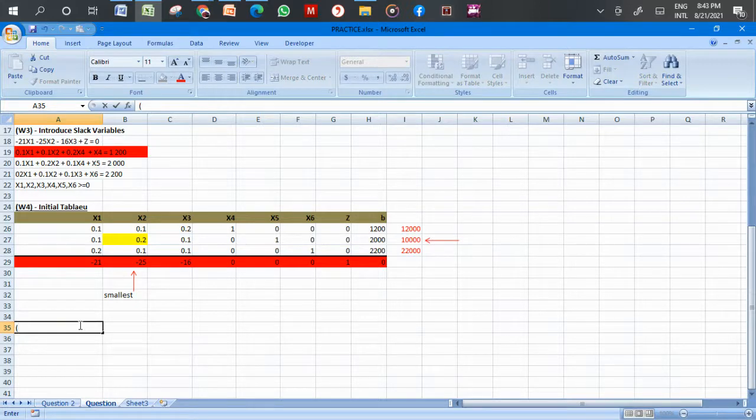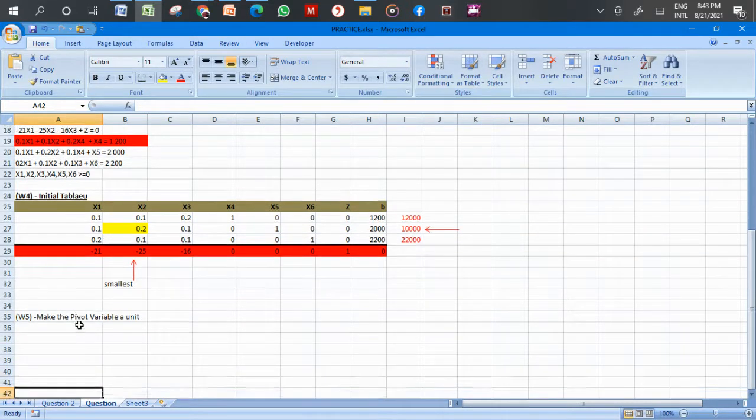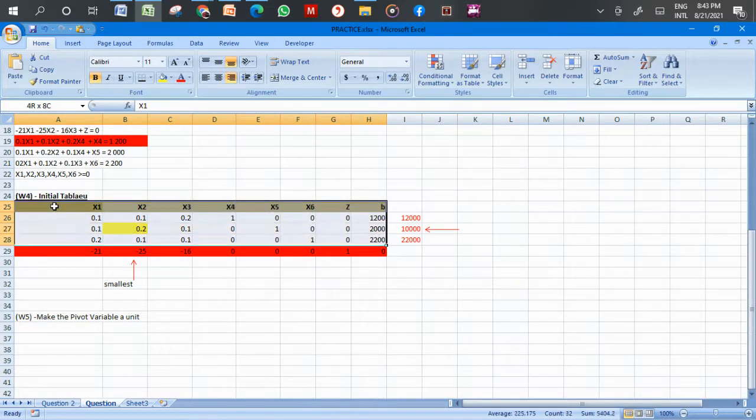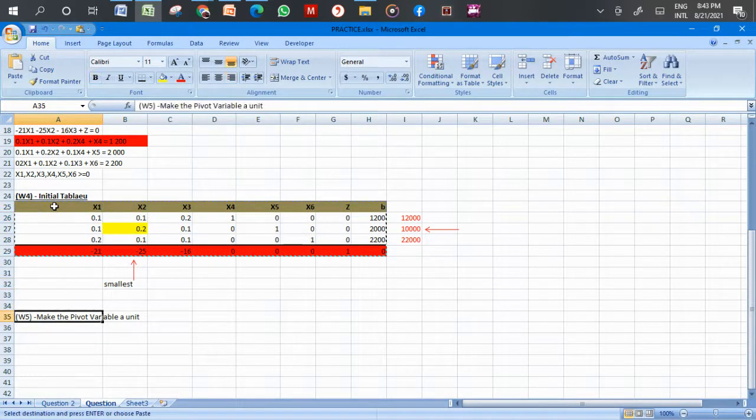Then our working step 5 will be to make the pivot variable a unit. So we should make the pivot variable a unit. That is very simple, ladies and gentlemen. Let's just copy the table here.